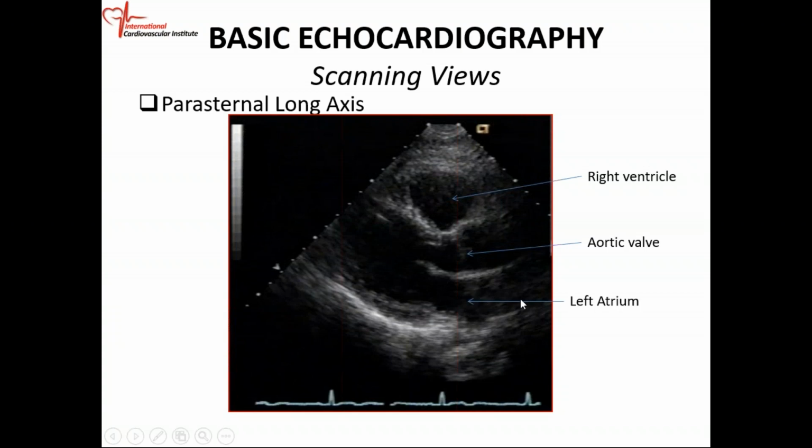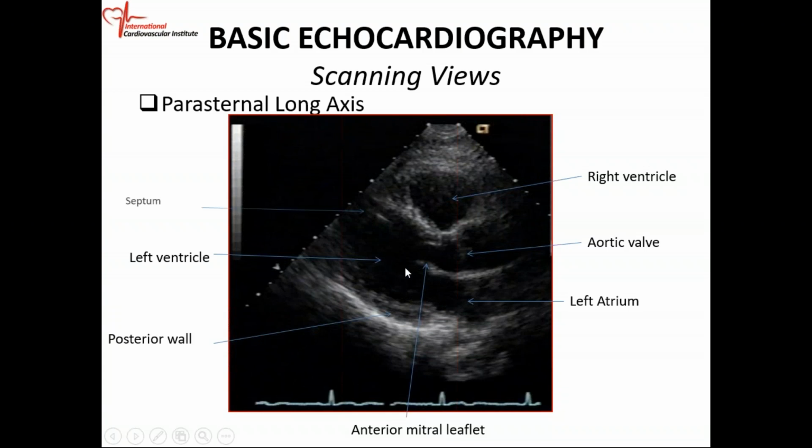This is the left atrium. This is the mitral valve. This is the anterior mitral leaflet, and the posterior leaflet is right there. The mitral valve is open in diastole. This is the posterior wall. This is the left ventricular cavity, and this is your septum. So these are the structures that you're going to see in the parasternal long axis view.